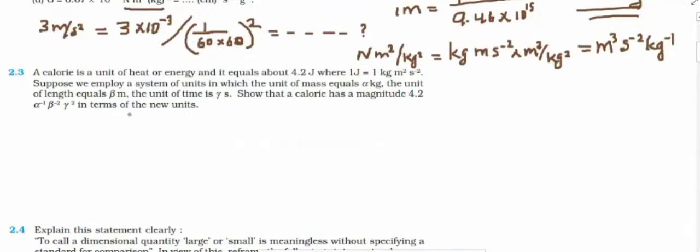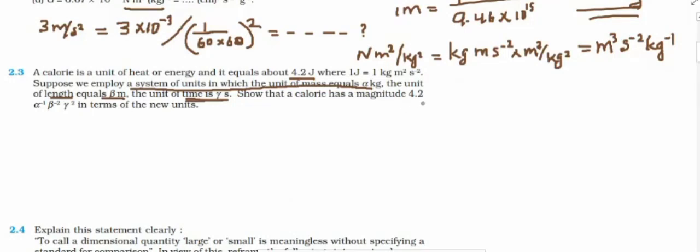Calorie is a unit of heat or energy. It equals 4.2 joule. And 1 joule is 1 kilogram meter square per second square. Now we have a new system of units in which the unit of mass is alpha kilogram, the unit of length is beta meter, and the unit of time is gamma second. So this is a new system of units with the fundamental units alpha kg, beta meter, and gamma second.